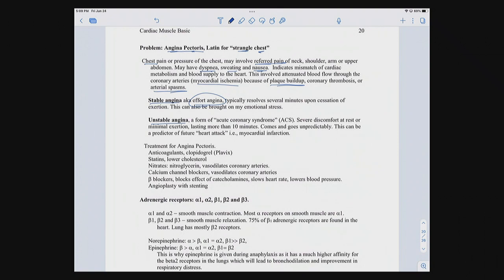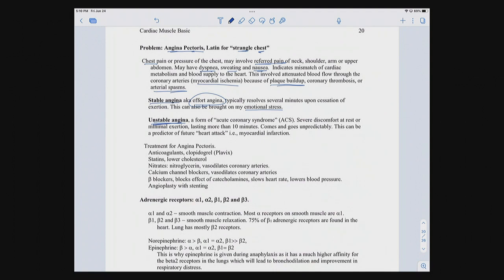Another cause for stable angina, not a cause for stable angina, the cause for stable angina is compromised blood flow, but something that could bring about stable angina would be some type of emotional distress. If you're stressed emotionally, the sympathetic signal goes up, increasing the sympathetic tone to the heart, which now beats more rapidly, more forcefully, and its metabolism is going beyond the blood supply. So emotional stress could also bring about an attack of stable angina.